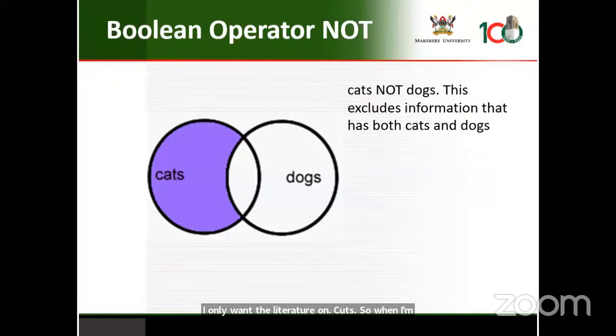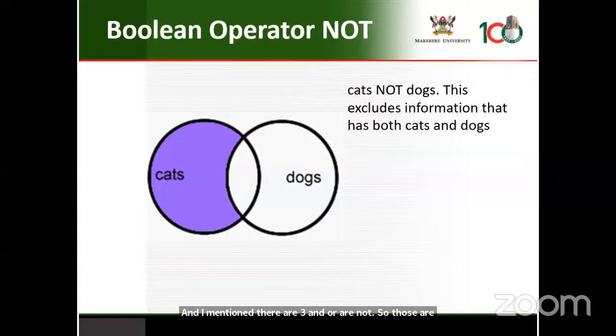That one is going to exclude those studies where there is cats and dogs, where there is dogs, where there is donkeys and others, but it will give me only studies that have the word cats. Okay. So that is the other Boolean operator, not. And I mentioned there are three: and, or, and not. So those are our Boolean operators.